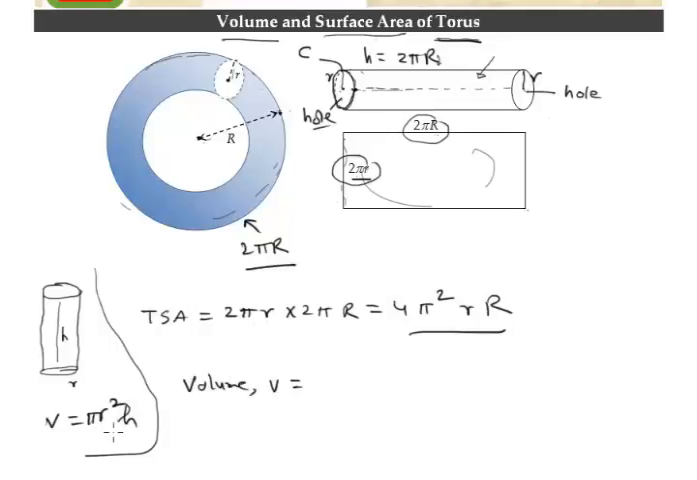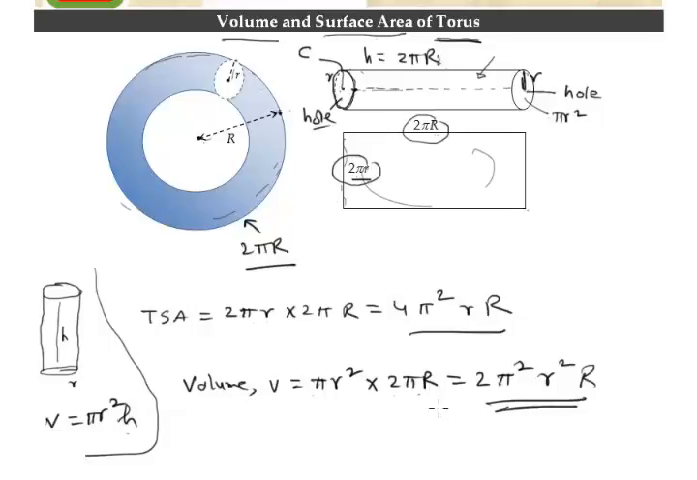So V will be pi r square h. This radius is smaller, so this base area is pi r square, and this total height, that is length, is 2 pi capital R. So pi r square times h, where h is 2 pi capital R. So from here we will be getting volume equals 2 pi square, small r square, and capital R. So this is the formula for finding the volume of this torus, and this is the formula to find the total surface area of this torus.